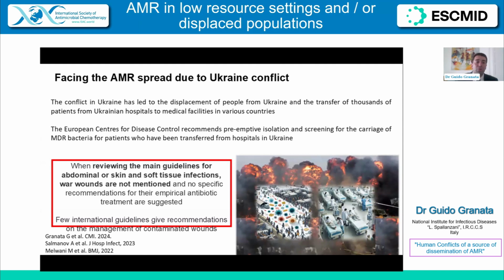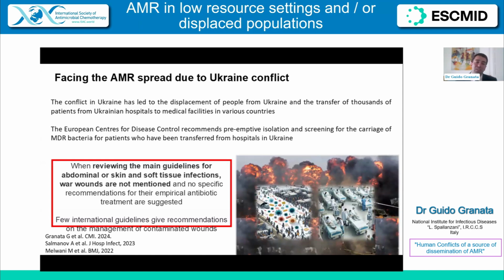What can we do? How can we face the spread of antibiotic resistance due to the conflict in Ukraine, but also due to other conflicts occurring right now? Well, of course, armed conflicts lead to displacement of people, and thousands of refugees go from war countries to medical facilities located in other countries. And recently, the European Centre for Disease Prevention and Control recommended preemptive isolation and screening for these patients. And there are also ethical issues ongoing.